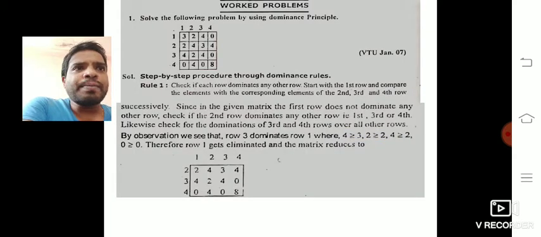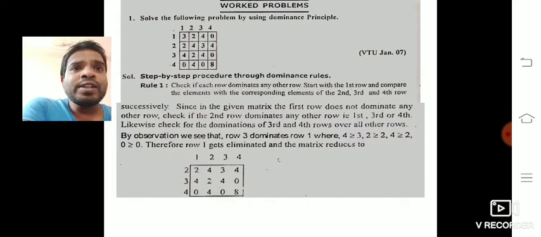Now this is the first example. We are having 4 strategies for player A, and for player B we are having 4 as well, so 4 rows and 4 columns are there. How are we going to reduce this? See here. In the first step, apply rule 1, that is for the row wise.